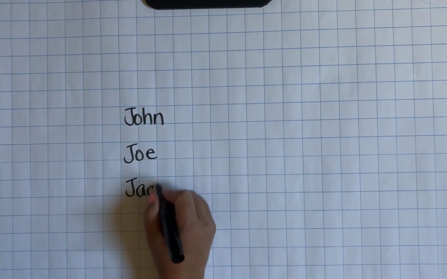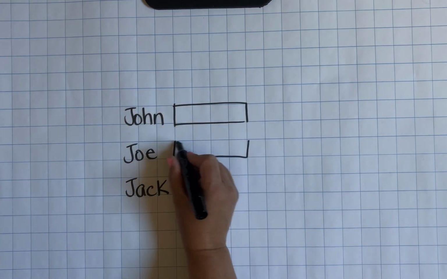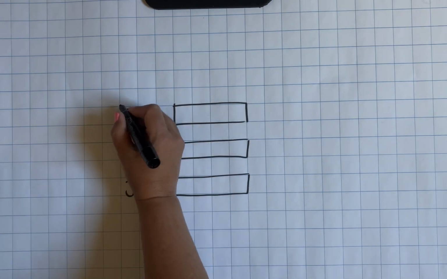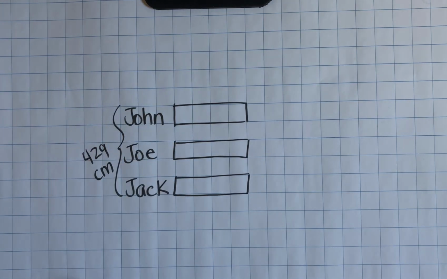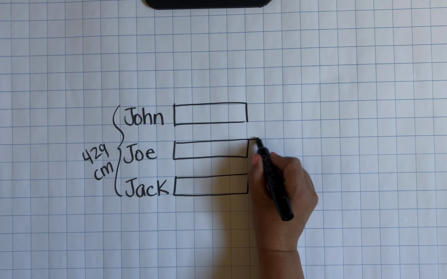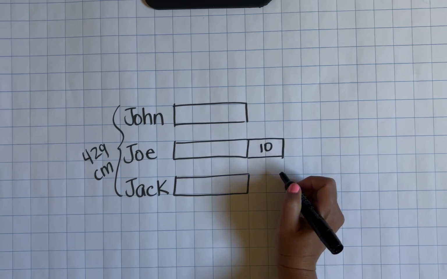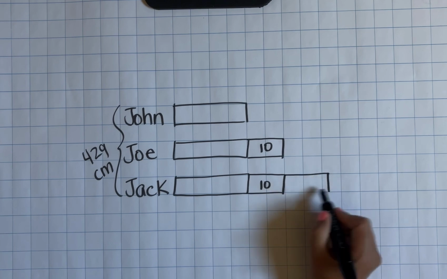And this also relates beautifully to a bar model. So in this way of solving, I'm going to basically do the same thing as I did before. I'm just going to start with a bar that represents the shortest person's height, and then I'll just add on a little bit more for both Joe and Jack.